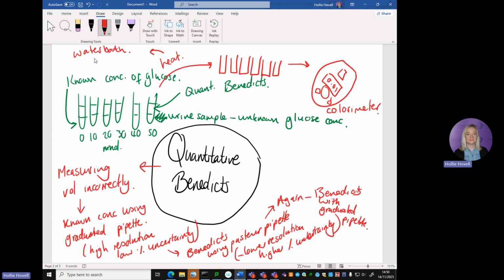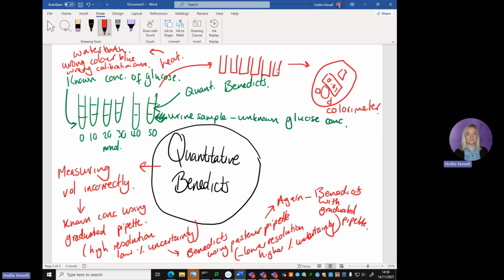So we used a beaker for our water bath. That's not the best way of using a water bath. We can't guarantee the temperature. If it's not hot enough, the Benedicts doesn't work. It doesn't change to the right colour, and therefore we're going to get the wrong colour. They all go blue in this one. We get the wrong colour blue, so we're actually going to end up with the wrong calibration curve.